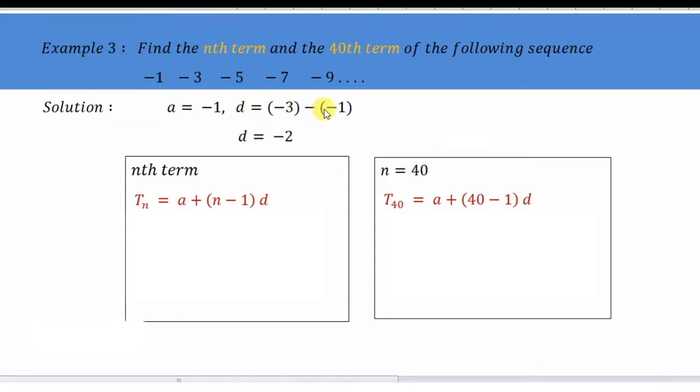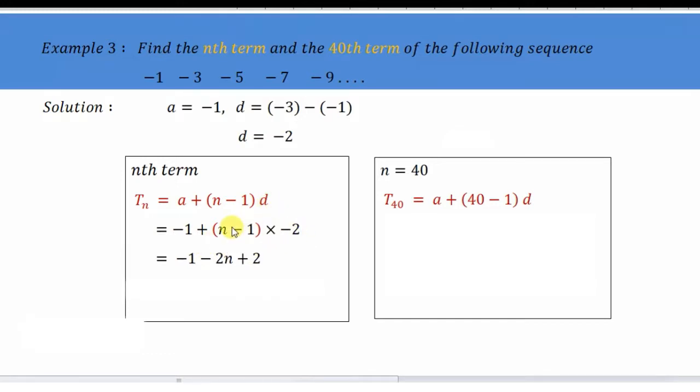So next term minus previous term will be negative 2. So each time the difference is what? Negative 2. So to find the nth term, we take the formula Tn equals A plus n minus 1 times D. A is negative 1 and we need n. We don't put any value for n because we are going to find the nth term of the sequence. And D is negative 2.